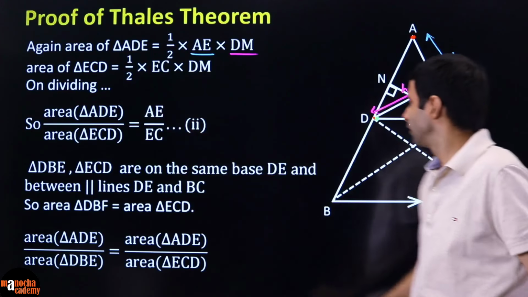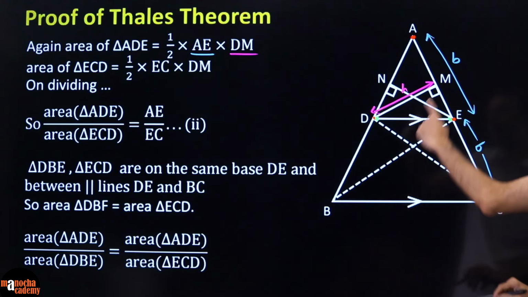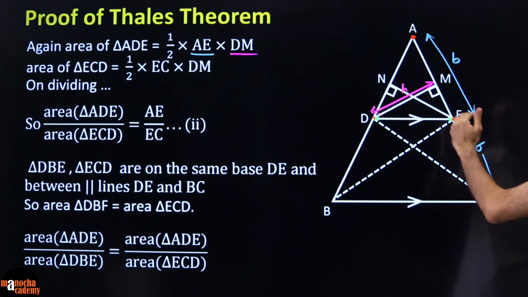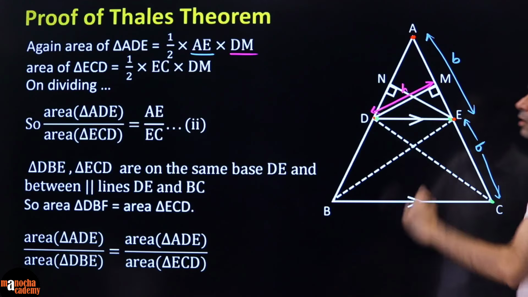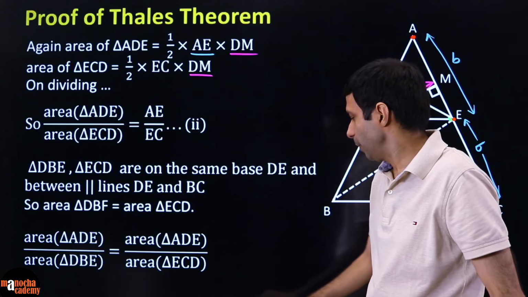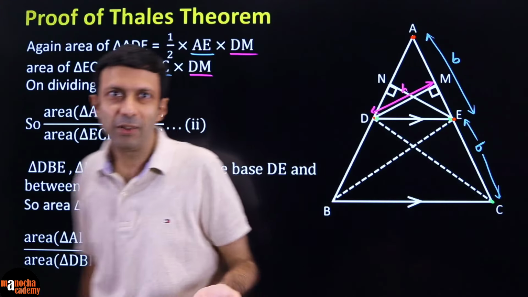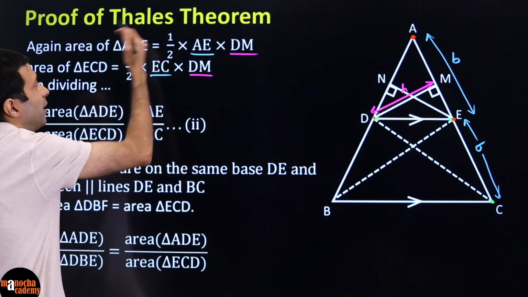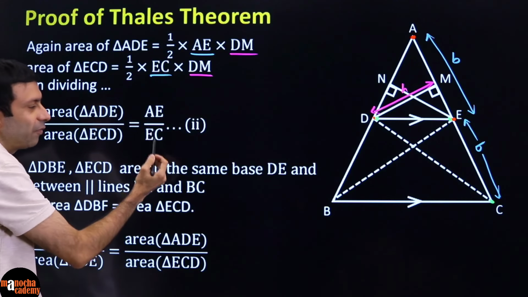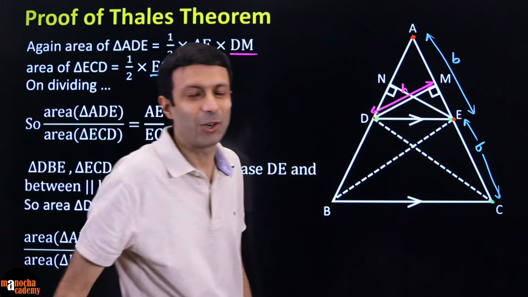Area of triangle ECD, this time this will be the base and the perpendicular height is going to remain the same. If we are looking at triangle EDC, because this is the base and this is the perpendicular height, the same. So the area of triangle ECD is going to be half times the same perpendicular height DM, but this time the base is EC for the lower triangle. So again, if you divide, what's going to happen? Half will get cancelled, DM will get cancelled. So we are left with AE divided by EC. And that's exactly what we want for Thales theorem.